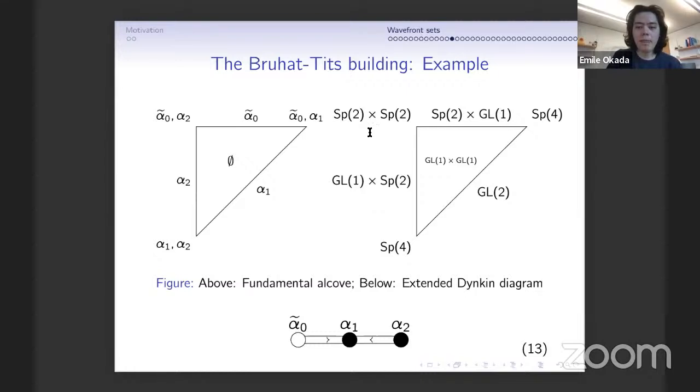Then you can read off the root system of the reductive quotient by just taking the extended Dynkin diagram, and taking the subgraph spanned by those labels. So in this vertex here, the subgraph spanned by alpha 1 and alpha 2 is a Dynkin diagram of type C2, which is the root system of Sp4. And if you take this facet here, alpha 2 is the only thing that vanishes on it. And the subgraph spanned by alpha 2 is type C1 or A1, which is the root system of this.